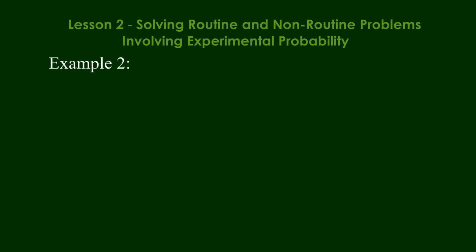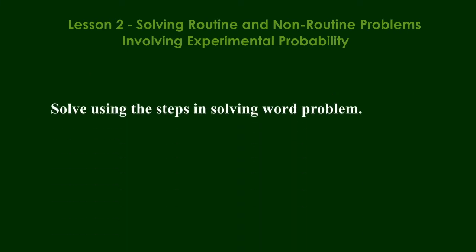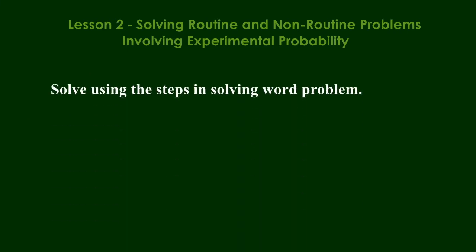We have here another example. Example number 2. A medical study tests a new medicine on 4,800 participants. It is effective for 4,200 participants. Find the experimental probability that the medicine is effective. Solve using the same steps that we need to follow in solving word problem.